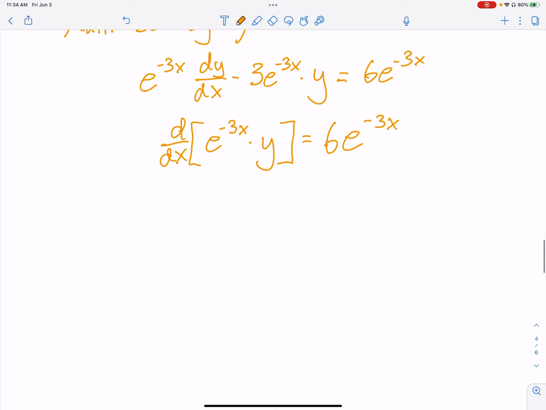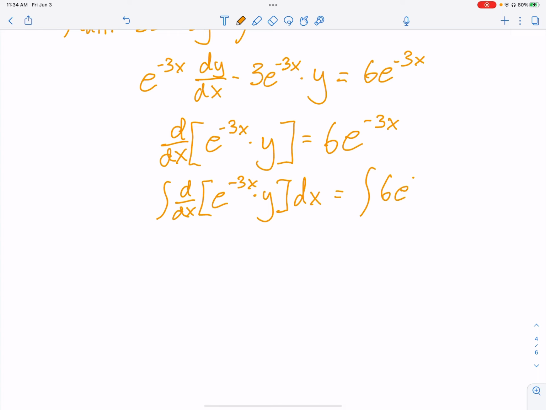The whole reason behind that is now, if I take the integral of both sides, all right, so I'm going to write that out. I take the integral of both sides, I can now do that, and the integral and the derivative actually cancel each other out. They're inverse operations. So I get e to the -3x times y equals, and then that's not bad. It's going to be -2e to the -3x plus c.